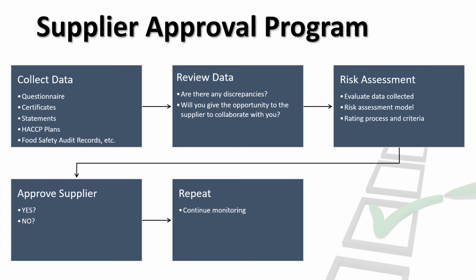If we determine there are risks or hazards with a supplier, we will need to determine the controls to mitigate those hazards. After the risk assessment, you will decide whether or not to approve a supplier. If approved, we need to do continuous monitoring. Repeat, repeat, and repeat. Note that the frequency of monitoring will depend on the program you establish. It could be 6 months, a year, or 2 years, for example.